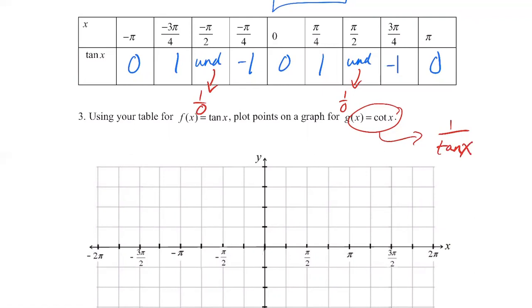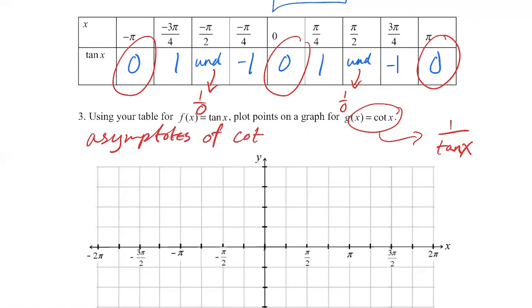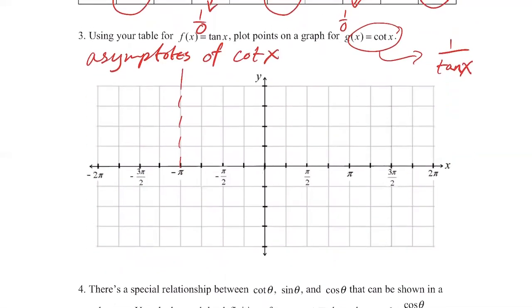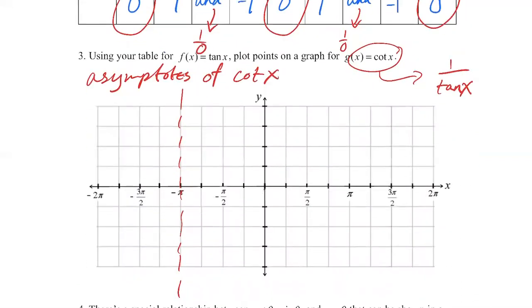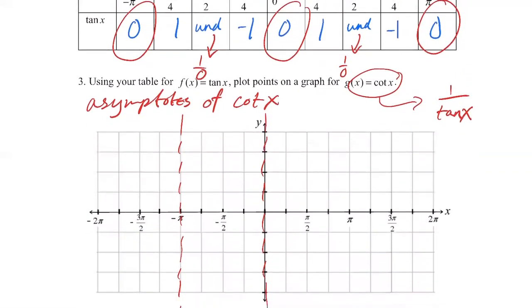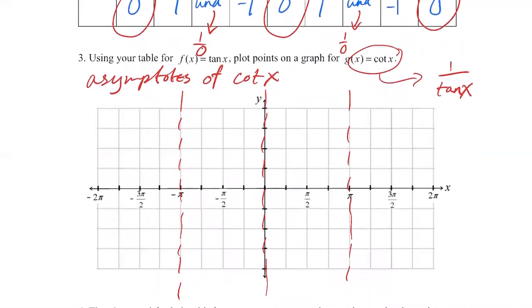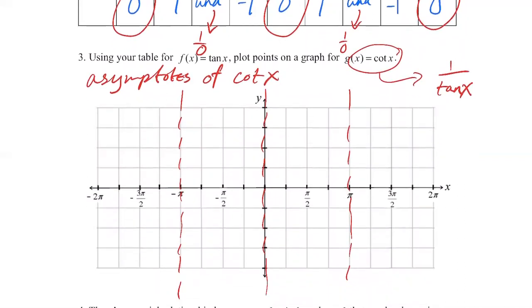If we're going to do 1 over tangent, it is clear that we will have asymptotes wherever tangent itself was 0. So these are going to be the asymptotes of cotangent of x. So at negative pi, we'll drop on through. At 0, we'll put an asymptote. Also at pi. Okay, and things repeating as we expect them to, we should also have asymptotes at negative 2 pi and 2 pi, even though they're not on our graph.